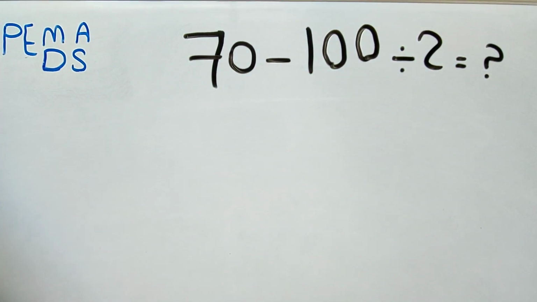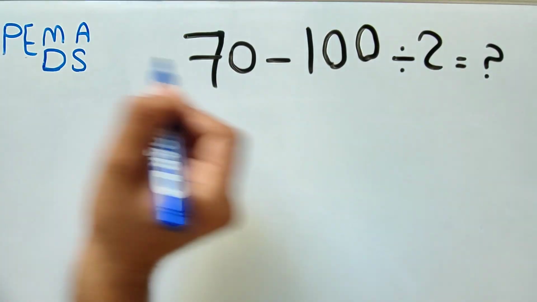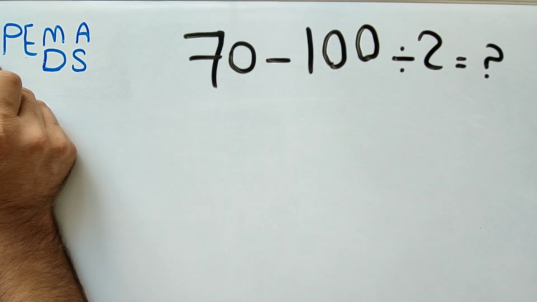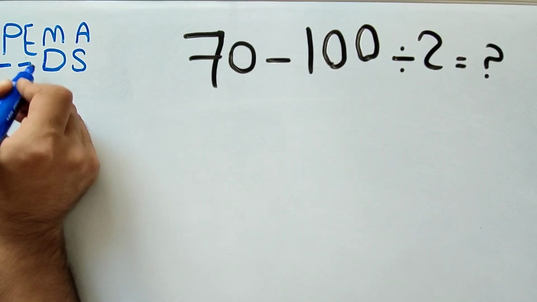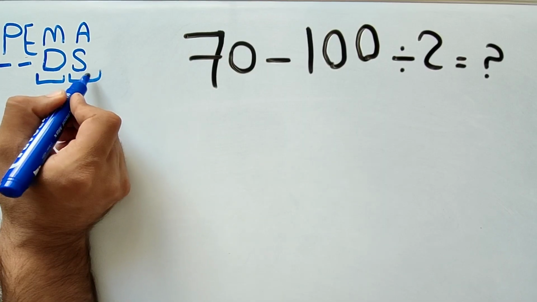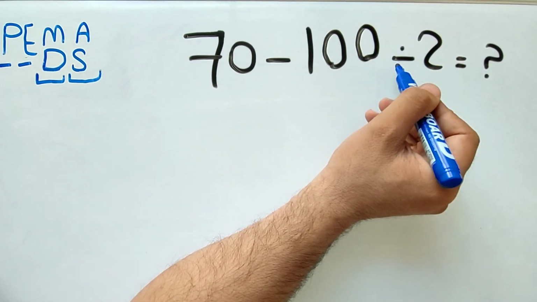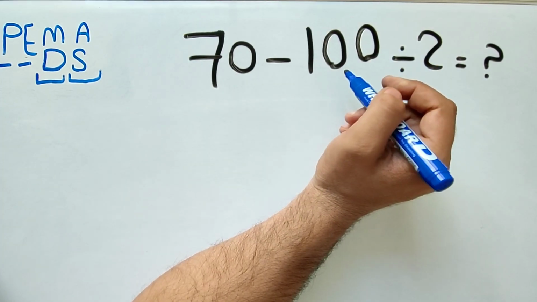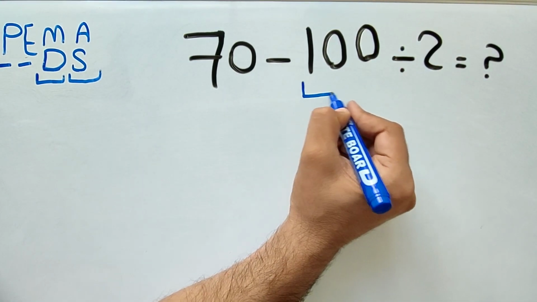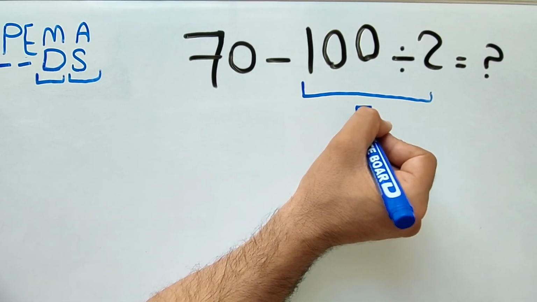According to the rules of mathematics, PEMDAS, that is here, we have to solve this expression in this way. First parentheses, then exponent, then multiplication and division, and then addition and subtraction. According to this rule, we have one division here that we have to solve first. So 100 divided by 2 gives us 50.